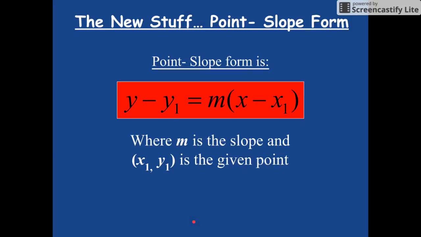Okay, now here's point slope form. Pause the video and write this down. Point slope form is y minus y1 equals m times x minus x1. Your y and your x are always going to be y and x. We're not going to put a number in for those. y1 and x1 come from the point that you're given, and m is the slope. Most of the time you're given the slope, sometimes you will have to find it.